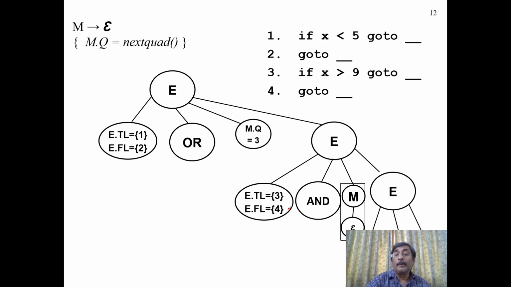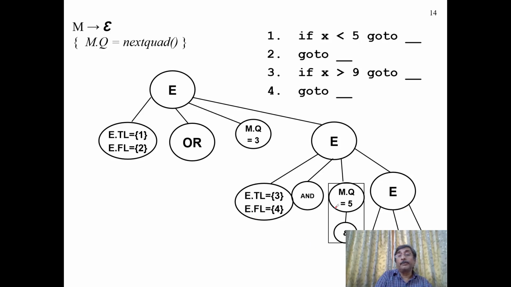Now comes my reduction like this, right? I use the same semantic rule, and my M.quad will now be 5. Why? Because my current quad is actually 4. So my next line will be 5, right? So you can see that my M.quad is now 5, which is this one.